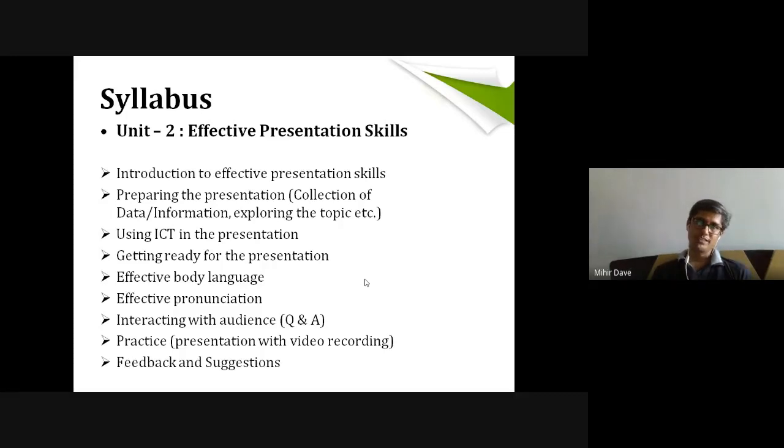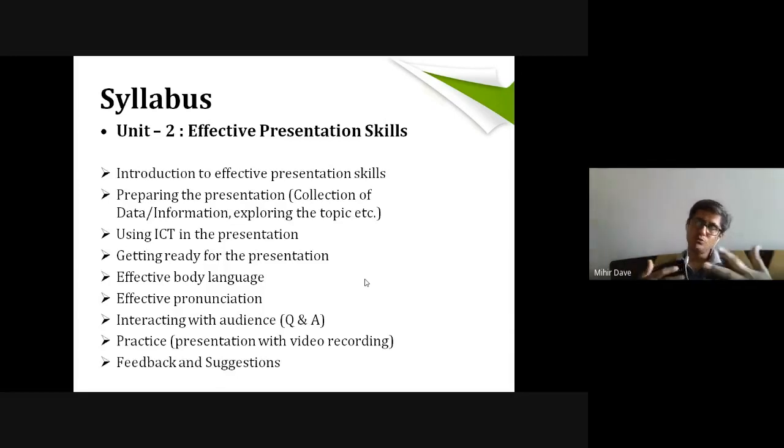So we'll be told what the effective ways of doing presentations are. It will also help you to prepare for a presentation, collect information and data, explore, and organize the content that you get. All those things would be part of it. And then of course the use of ICT, the technical tools that you use for your presentation, maybe a projector, maybe online platforms, all those things, how to use them will also be part of your unit number 2. Then getting ready for the presentation, that is how do you prepare it.